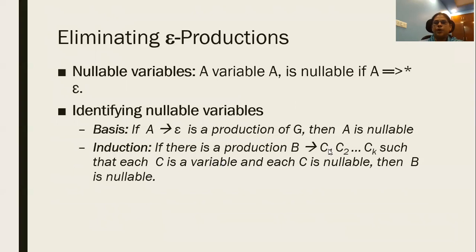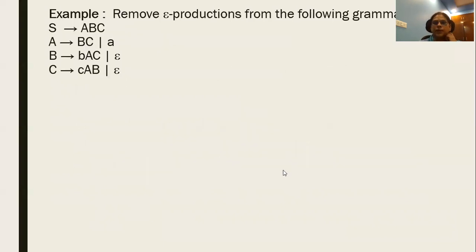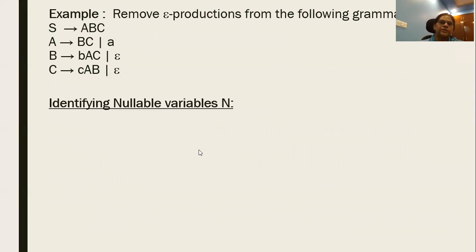And if there is a production of the form B derives C1, C2, ..., Ck, such that all these variables on the right hand side of the production are nullable, then B is also nullable. We apply this process repeatedly till we are adding no more variables to the set of nullable variables. Let's have a look at this example here. So the first step is then to identify nullable variables.